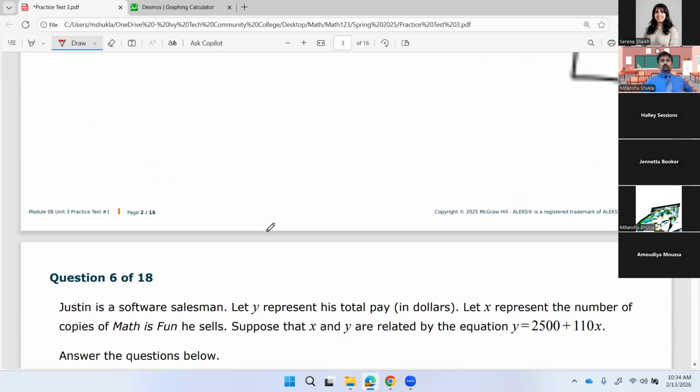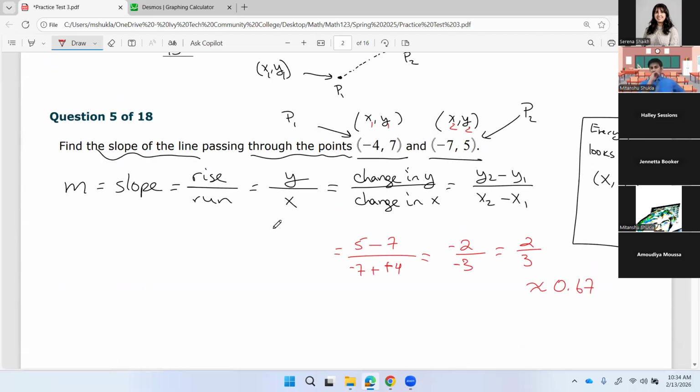All right. I do have one question. If, say, out of the blue, there's a negative on top, so say it was a negative 2 over a positive 3, what do you do with that negative? Do you just keep it? That's a really good question. So I know that my thing is rise over run.